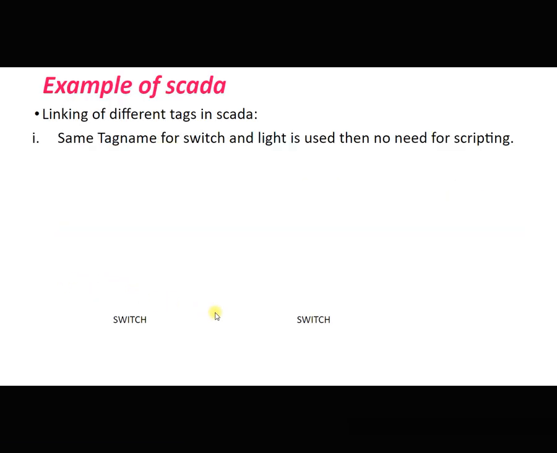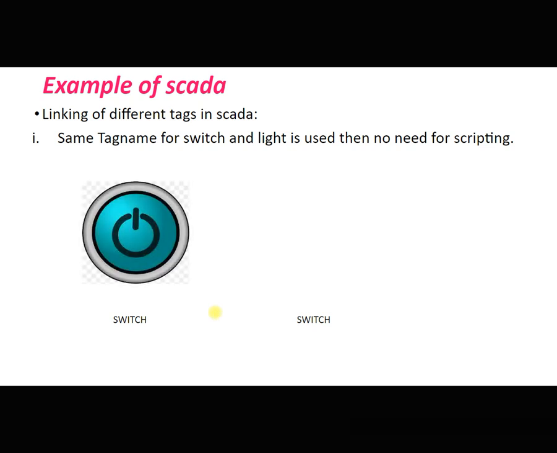Next, examples of SCADA. For this you need to know some other concepts, but I'll tell you. In software, two instances will be there. One is interfacing with the real controller, if you have the hardware. Another one is simulation. First, interfacing we will keep aside, and we'll go with the simulation. Again, in simulation you will have two types: with scripting and without scripting.